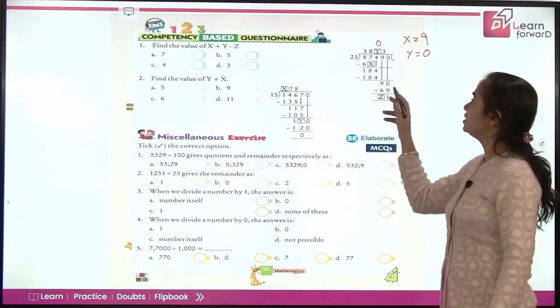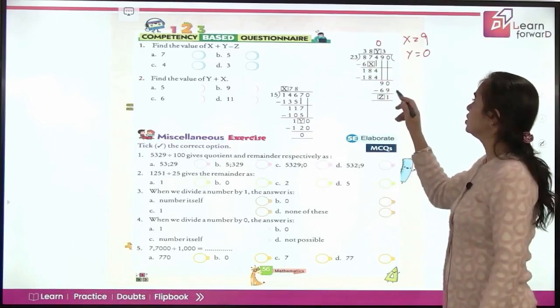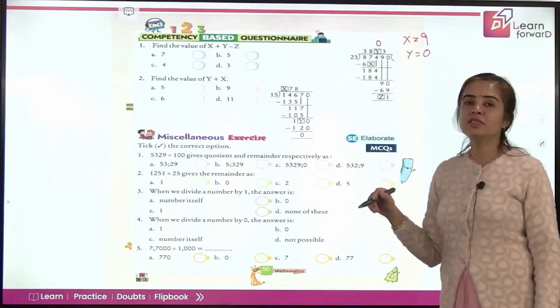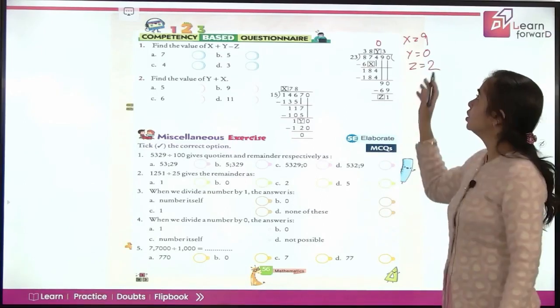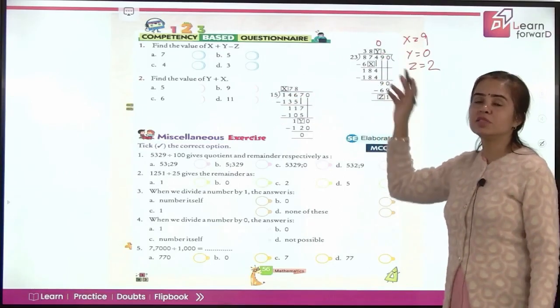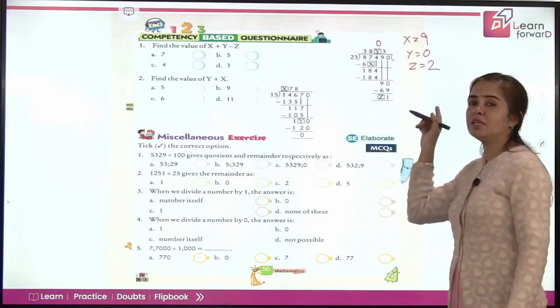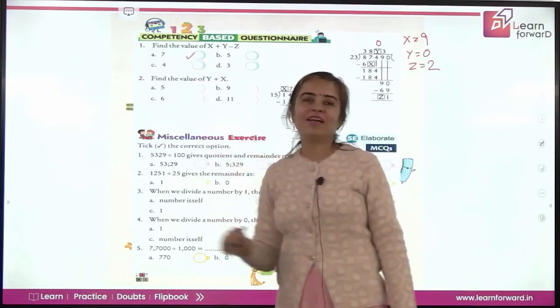You get 90 here. Let's read ahead. 23 times 3 is again 69. When you subtract, you get 21. So, the value of z is equal to 2. So, we have the values. How much is x plus y? It is 9 plus 0, 9. Minus z means minus 2, which gives you 7. So, 7 is your answer.